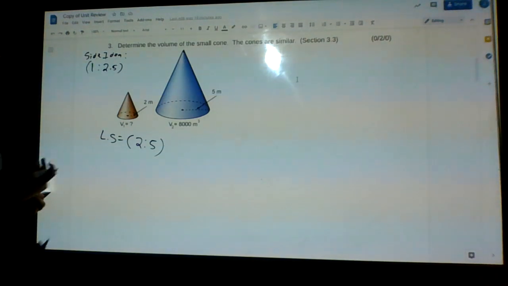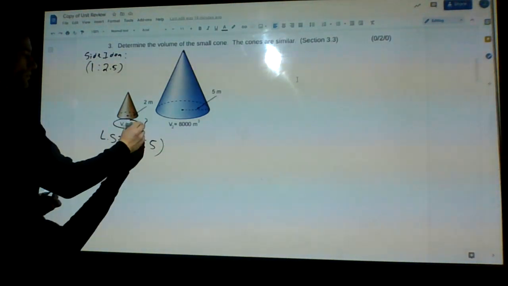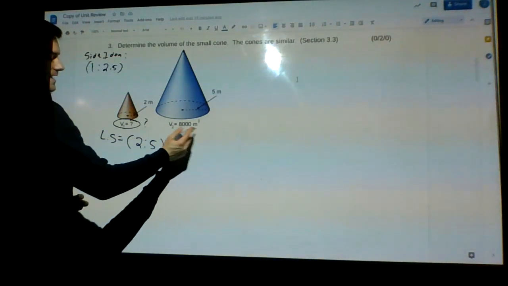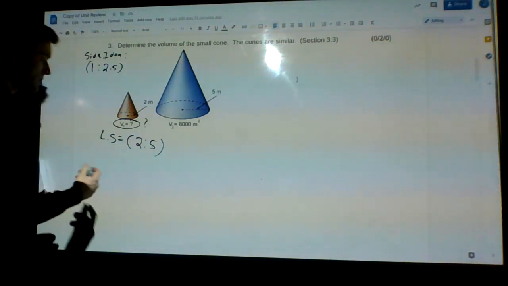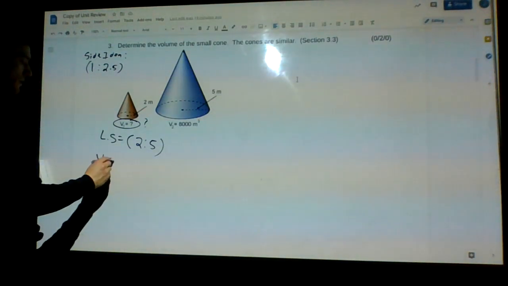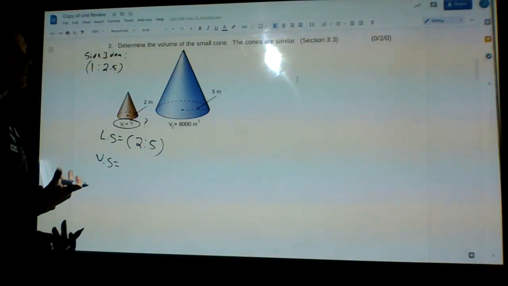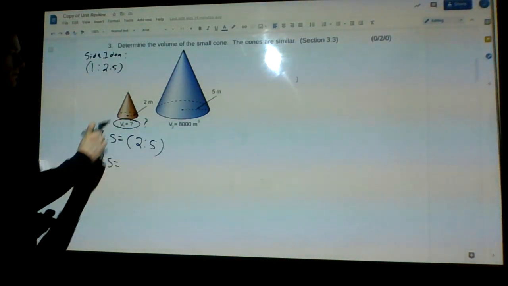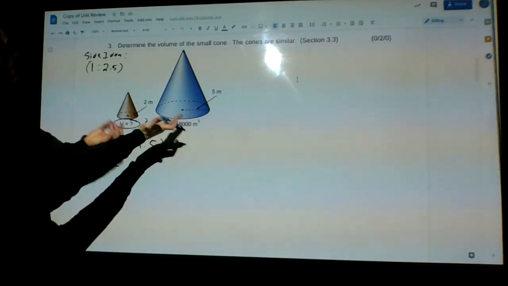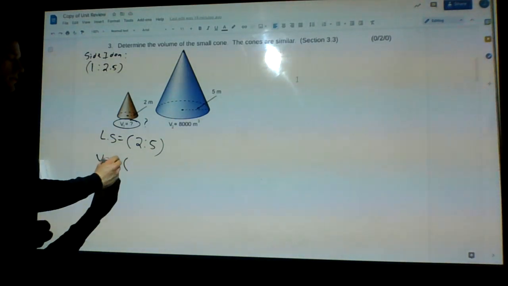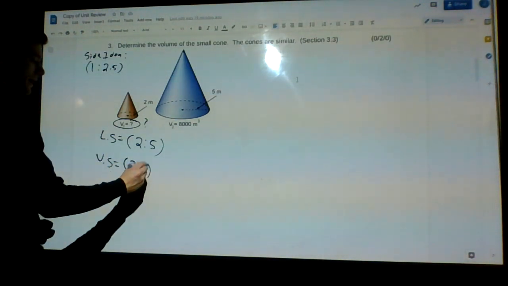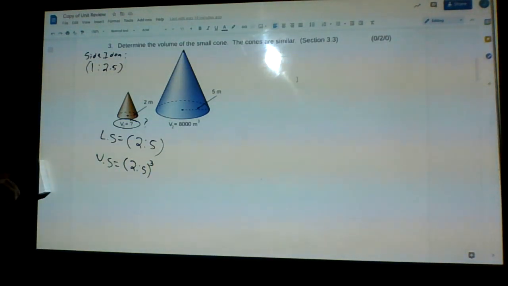But the question asks us for volume. We don't know the volume of this cone. We know the volume here is 8,000. What's the volume of this one? Since it's a question about volume, that's a really good indication that we should find the volume scale. We know the length scale between these two, but what is the volume scale? How many little cubic meters over here result in how many cubic meters over on this side? We hopefully remember that volume scale is your length scale cubed, because when you talk about volume, we usually say meters cubed or centimeters cubed. So the length scale is also going to be cubed.